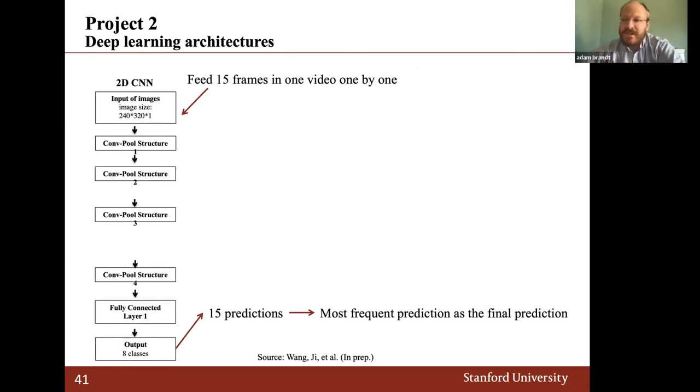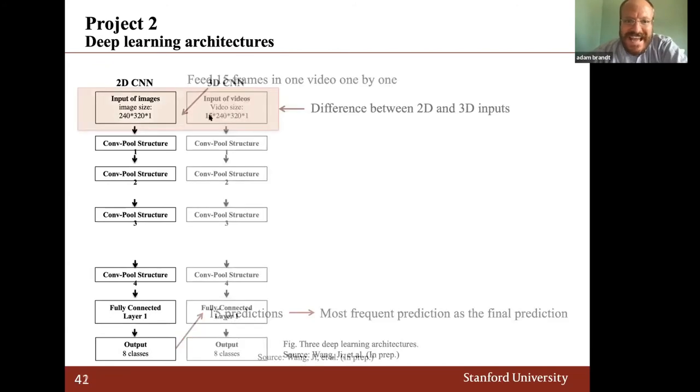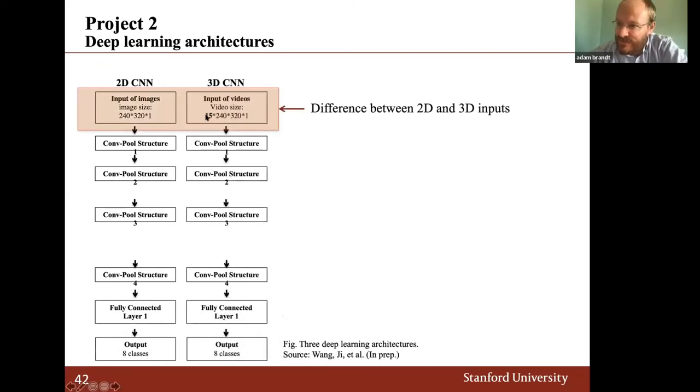Okay, so a 2D CNN is pretty straightforward, right? You can just feed in 15 frames of video, a second of video, one by one, and generate 15 predictions, and then say the most frequent prediction is the right answer. A 3D CNN feeds in a stack of images, here 15 images deep, and then processes the whole stack at once.